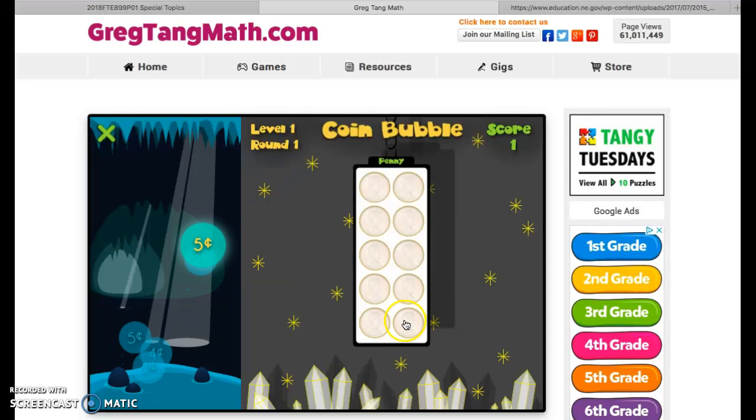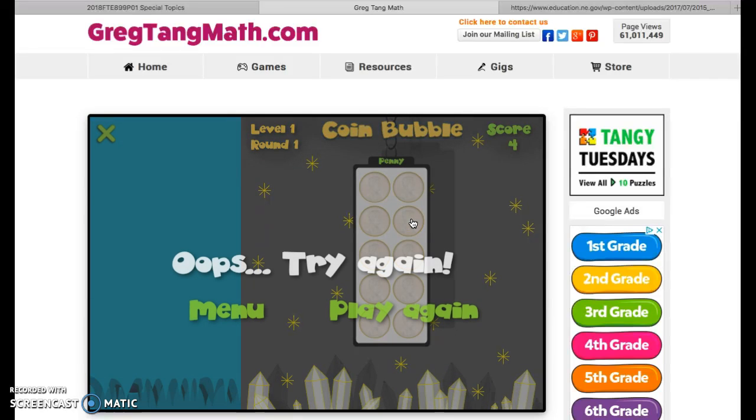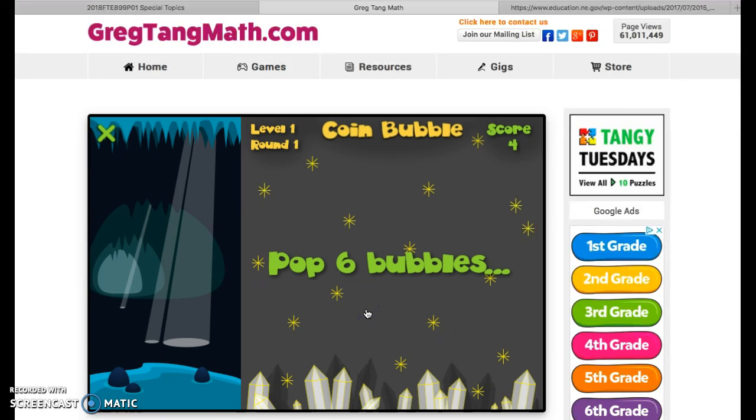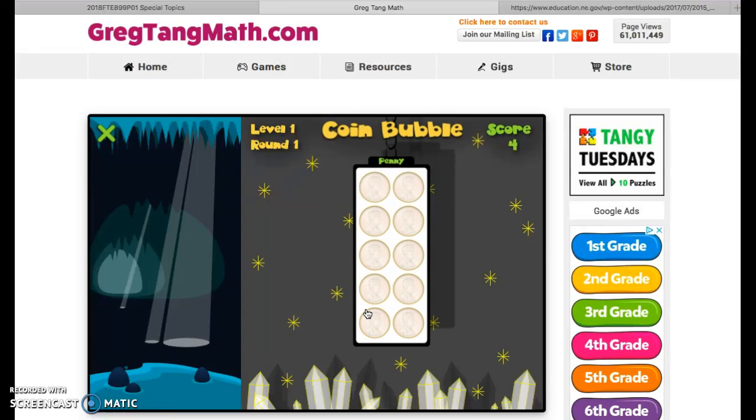So now I'm going to make 5 cents. 1, 2, 3, 4, 5. 2 cents. 1, 2. I love this because it helps with they're recognizing the number and the cents, and they have to build it, and it's 1-to-1. 1, 2, 3, 4, 5. Let me see what happens. It doesn't even let me continue until I have exactly what they're looking for, which is great. Play again, pop 6 bubbles, making 7 cents. 1, 2, 3, 4, 5, 6, 7.